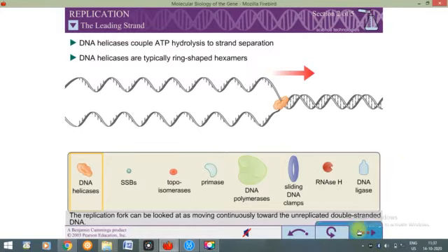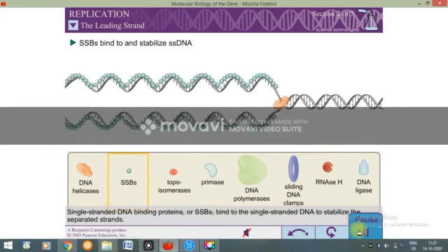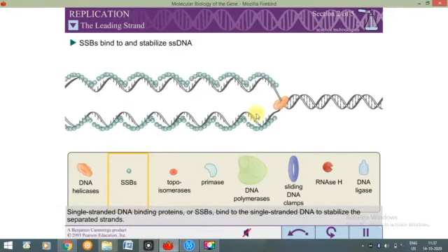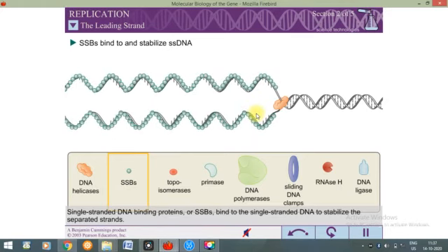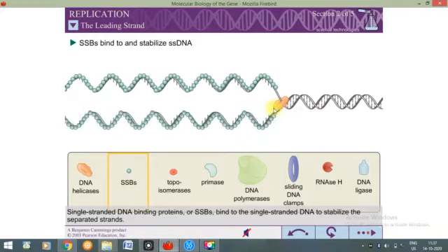Let's talk about SSBP. What is SSB? Single stranded binding proteins. SSBP is the full name actually. They will come and bind with the single stranded conditions, and they will stabilize them, because single stranded molecules have a tendency to rebind. If they are free, they can again form double stranded conditions, right? But we don't want that. We want single stranded conditions only, right? So we need to stabilize the single stranded DNA molecules, and that is done by SSBP, that is single stranded binding proteins.